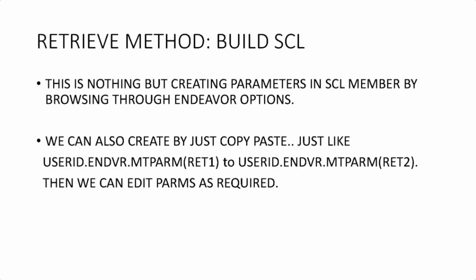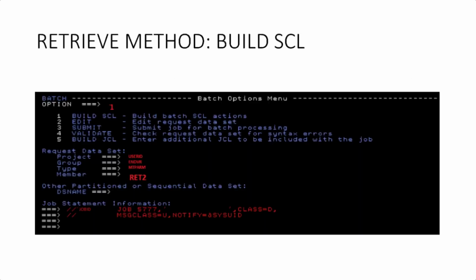We can also do this by just copy pasting a PDS member. Like we have a retrieve one member, and we can just copy paste it to retrieve two. Then we can edit it according to our requirement. So for the starting steps, we should create the build SCL. I will show the options.